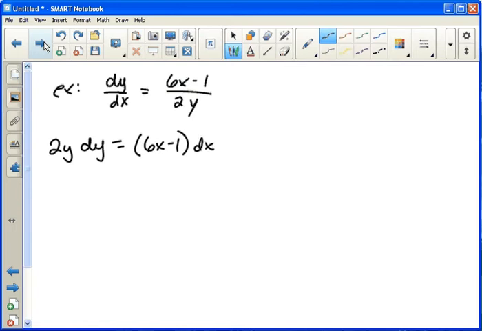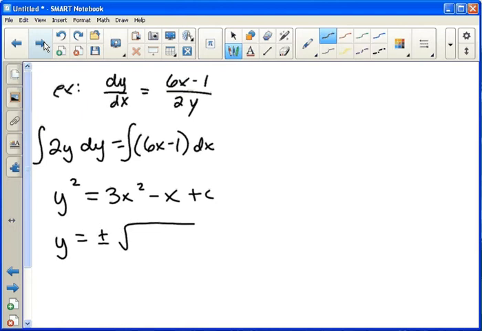Now we integrate. Antiderivative of 2y is y squared. Antiderivative of 6x is 3x squared minus x. Sorry, I don't need those parentheses. Let me erase those. 3x squared minus x plus c will be the antiderivative on the right side. Okay, so again, you may see them leave the answer like that, but more often they will go ahead and take the square root of both sides, and you'll get plus or minus the square root of 3x squared minus x plus c. And that plus c does need to be inside the square root.